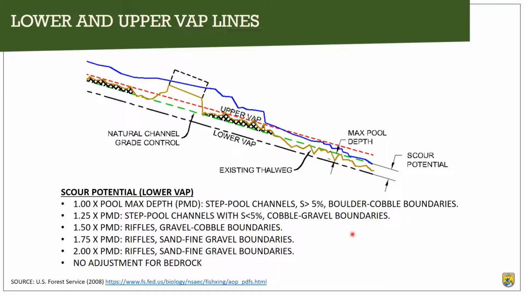For the upper VAP line, in this case, we just drew that through the accumulated sediment. And if you have debris flows, or potential for debris flows in steep headwater systems, for example, your upper VAP line would be at your bankfull level.